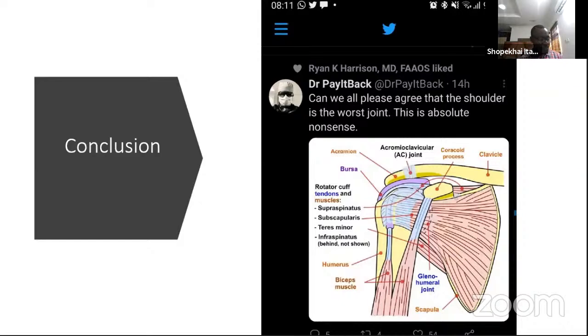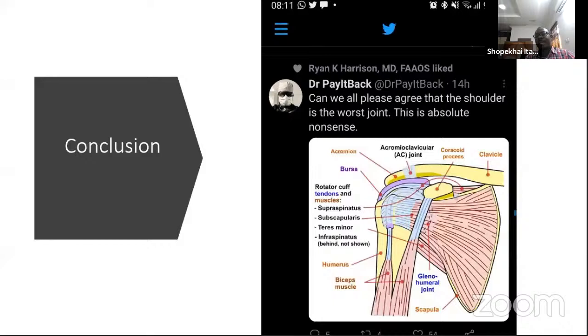In conclusion about the shoulder, we've gone through the osteology, the joints that you find in the shoulder, the nerves, and blood supply. While preparing for this lecture, I saw a tweet which says, can we all please agree that the shoulder is the worst joint? This is absolute nonsense. And there were so many comments that followed. What came to me was the fact that a lot of people across the world find the shoulder a pretty complex joint to deal with. But what I've tried to do this afternoon is break it down into simple bits and look at the surgical aspects that concern us.